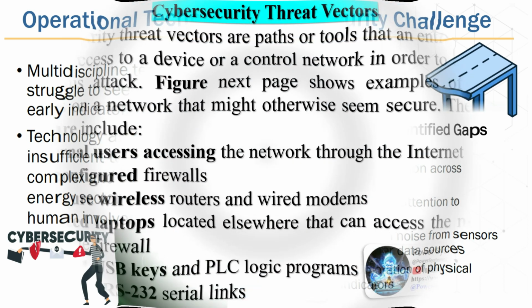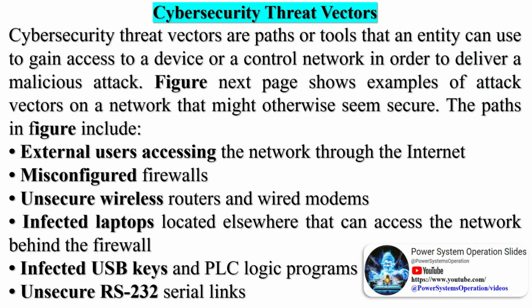Let's discuss cybersecurity threat vectors. Cybersecurity threat vectors are paths or tools that an entity can use to gain access to a device or a control network in order to deliver a malicious attack. The figure on the next page shows examples of attack vectors on a network that might otherwise seem secure.